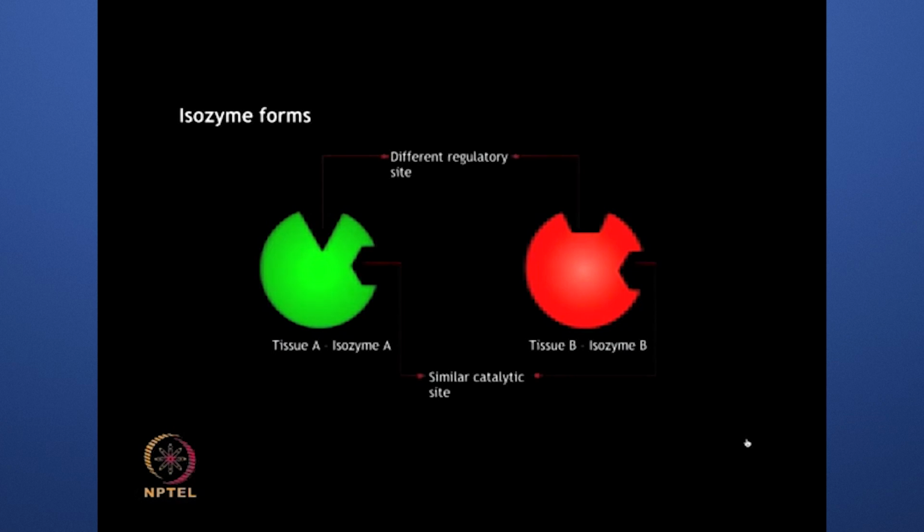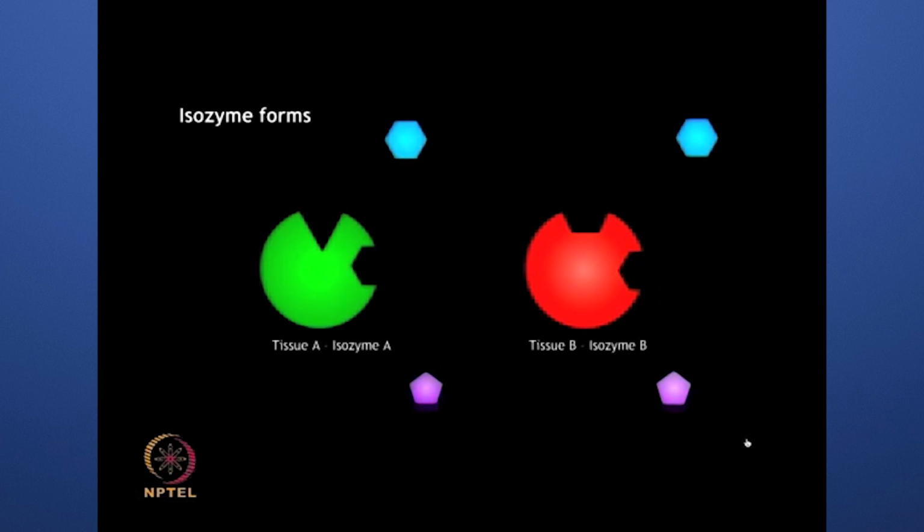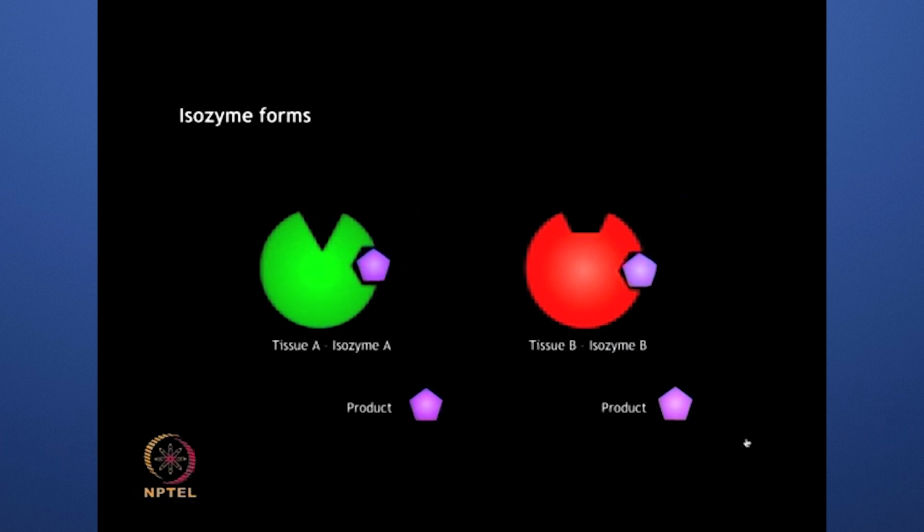Isoenzymes are homologous enzymes within a single organism that differ slightly in their amino acid sequence, but catalyze the same reaction. These enzymes are mostly expressed in different tissues and have different kinetic parameters such as substrate affinity Km and maximum velocity Vmax.